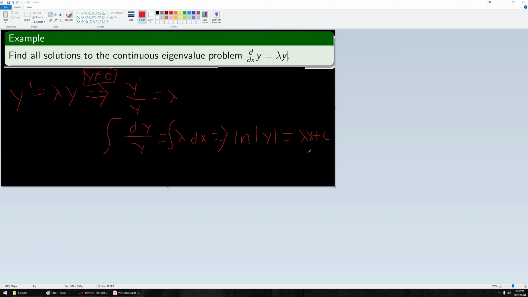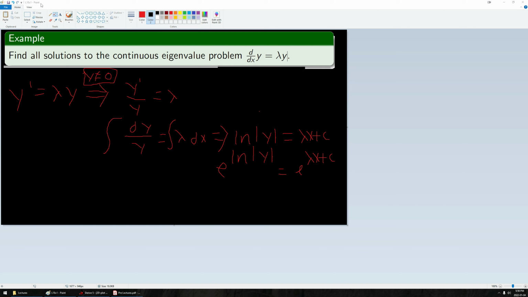Okay, so from here, I want to solve it for y, right? So how do I isolate this for y? Well, I can just take e of both sides. So e of the ln of absolute value of y is simply going to be equal to e raised to this power here.